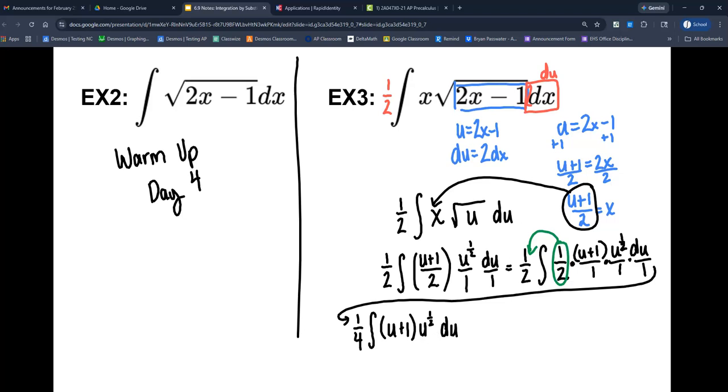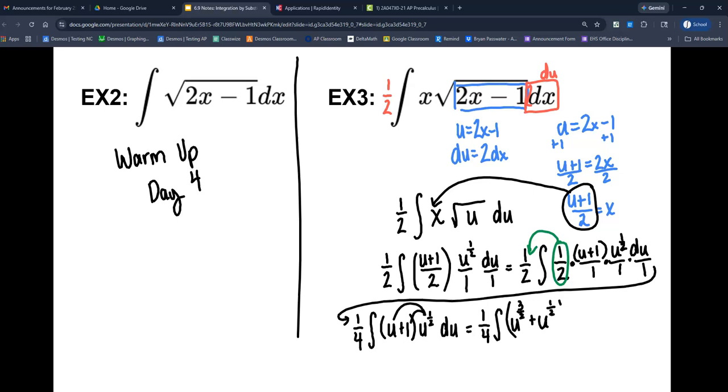So I can't integrate that like it is. What could I do so that I could integrate it? I could just distribute right here. Okay, so if I do that, now I have 1/4 integral of u to the 3/2 plus u to the 1/2.